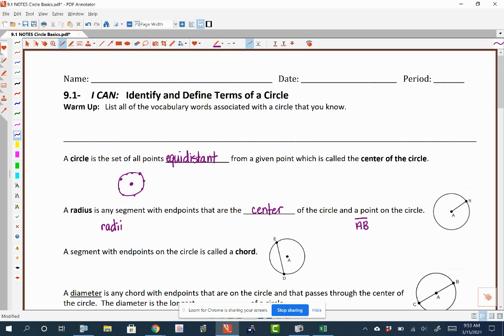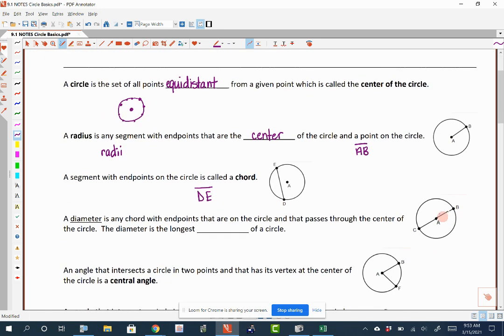All right, the next one maybe is a little bit newer. A segment with endpoints on the circle is called a chord. So if we talk about a segment, we know that that has ending points. It doesn't go on forever. So if the ending points of a segment are on the circle, then we call that a chord. So a chord could look something like this segment DE or ED. It just has to touch the circle in 2 points, and it's a segment.